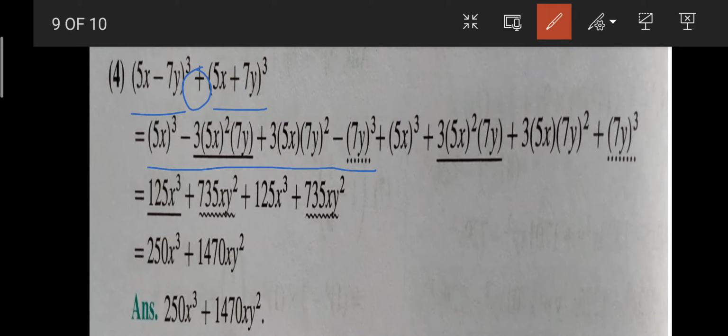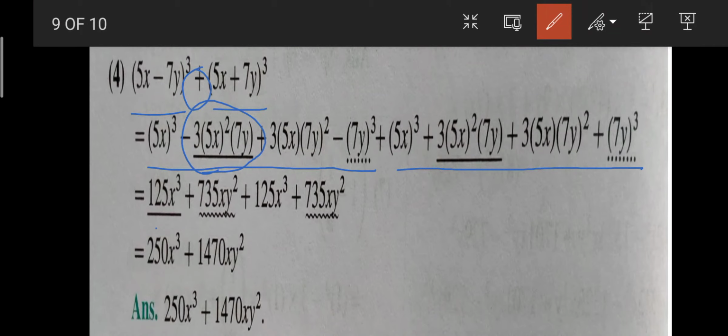So when we open the bracket, students, here we get it, and similarly here it is a plus sign, so we will do the same over here. It is 5x cube plus 3 into 5x square into 7y plus 3 into 5x into 7y square plus 7y cube. Now when we multiply these numbers, we get 5 cube is 125x cube. When we multiply here, students, here we get the answer.